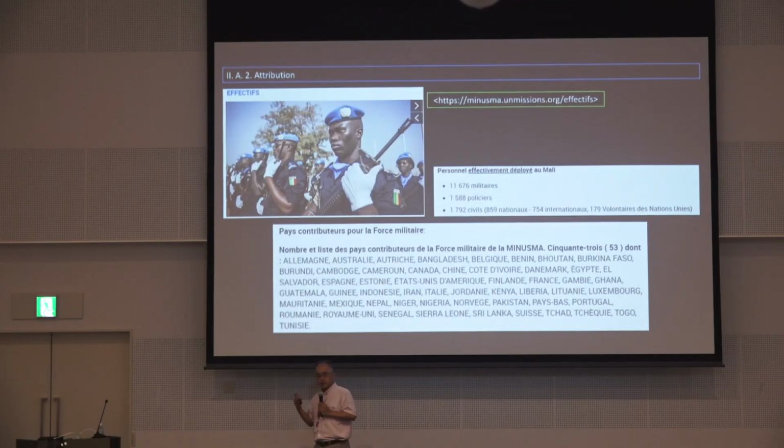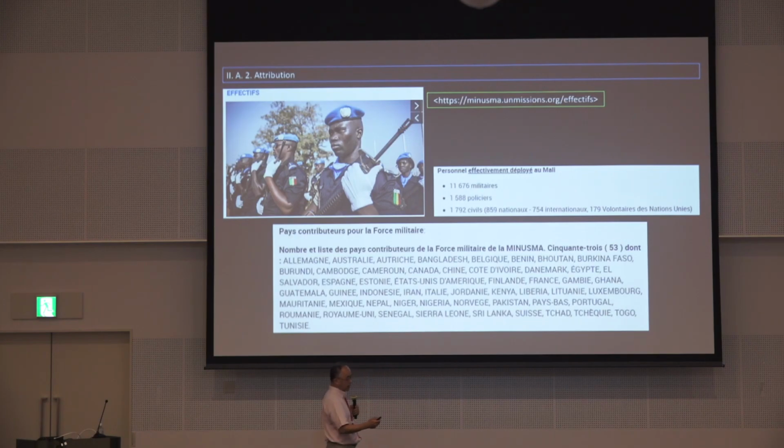Now, you need soldiers, of course, because it's a peacekeeping operation. According to the website, MINUSMA now has 1,167 to 676 soldiers. Who are they? The United Nations has no armed forces. There has been no agreement concluded in accordance with Article 43 of the UN Charter, and the United Nations as an international organization does not have its own armed forces. Therefore, they need the member states contributing armed forces to these kinds of missions.